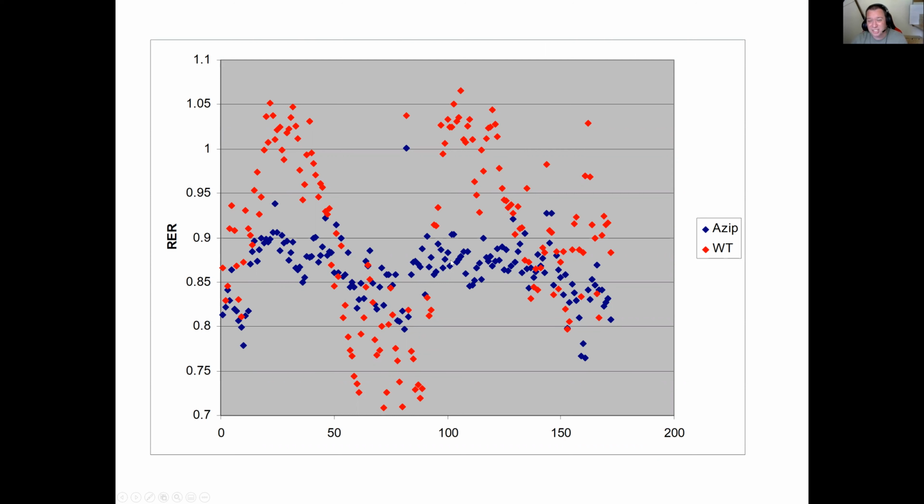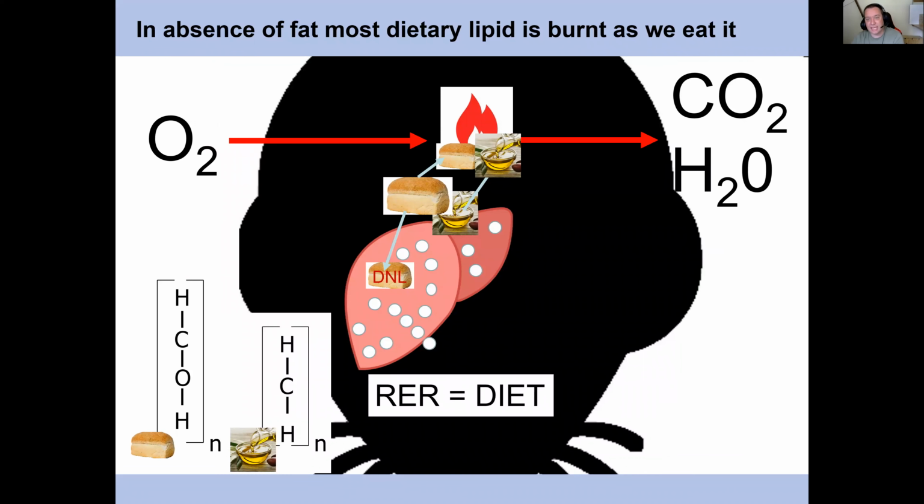The AZIP mice, and this is just data from 2 mice, but the effect is so strong you can see it super clearly: they are almost completely flat. They are doing the hypothetical thing of burning everything they eat as they eat it. And this has important consequences because in the absence of fat, you just have the RER equaling the diet.